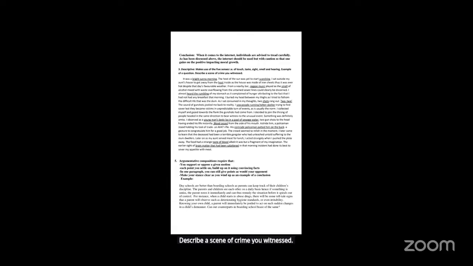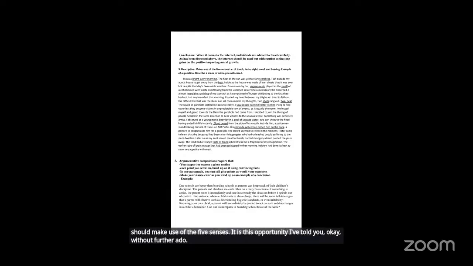Now look at what I've underlined through and through. What I've underlined are things that touch on the 5 senses, because this composition is out to test your... Did you ever sit in class and you're told that a descriptive composition should make use of the 5 senses? If you have never been told, it is this opportunity I've told you. Okay, without further ado, let's read so that we also do our number 4.